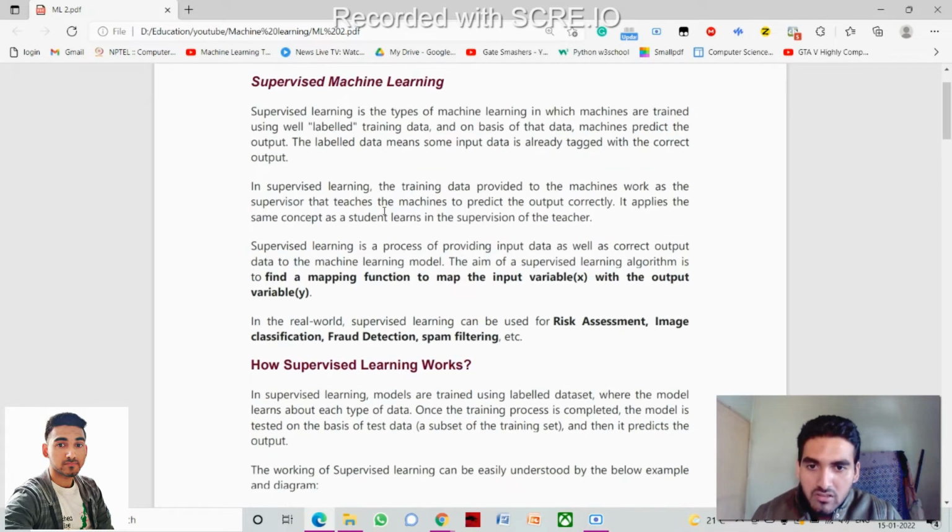So in supervised machine learning, the training data provided to the machine works as a supervisor that teaches the machine to predict the output correctly, and it applies the same concept as a student learning under the supervision of a teacher.